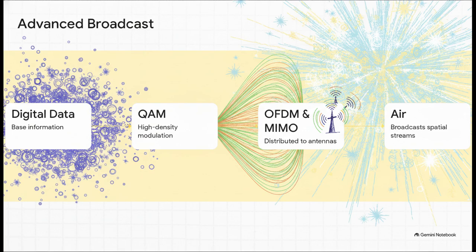So let's update that original pipeline of ours. Now, your data doesn't just get modulated. It gets hit with high-density QAM, chopped up into parallel subcarriers by OFDM, routed out to multiple antennas via MIMO, and then finally broadcast through the air. These technologies stacking together is the real secret foundation of high-speed modern Wi-Fi.